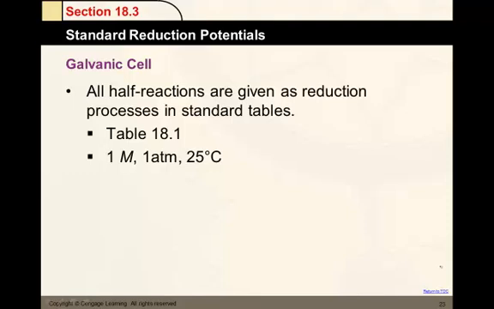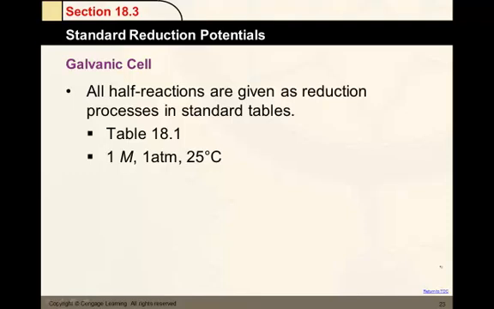The solutions in the standard reduction potential chart are 1 molar, 1 atm pressure, and 25 degrees Celsius. And this is the amount of voltage that can be produced as a result of this particular reduction reaction. And remember, reduction: Leo the lion says grr, gaining electrons is reduction. So this is telling us the ease of gaining electrons.